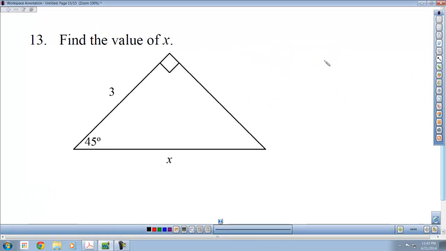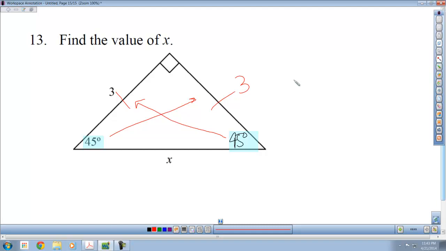Alright, number 13. I guess the thing that should stand out to us is this is a right triangle with a 45-degree angle. In fact, if it has one 45-degree angle, can you tell me what this one would also have to be? Well, if you did triangle sum theorem, you would find out that both of those are 45 degrees. And if both of those are the same angle, what do we know about these two legs right here? Well, then they're also congruent. So this one is also 3.